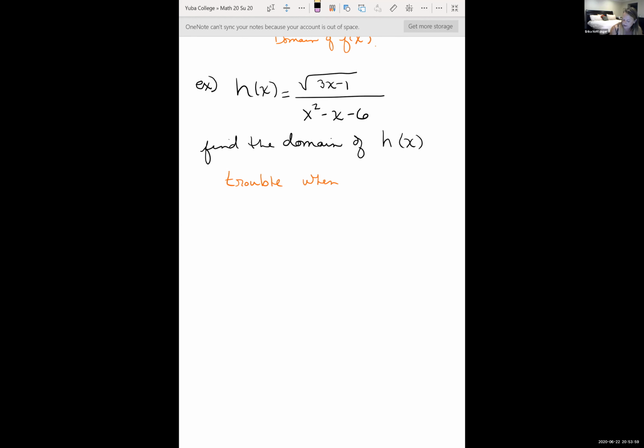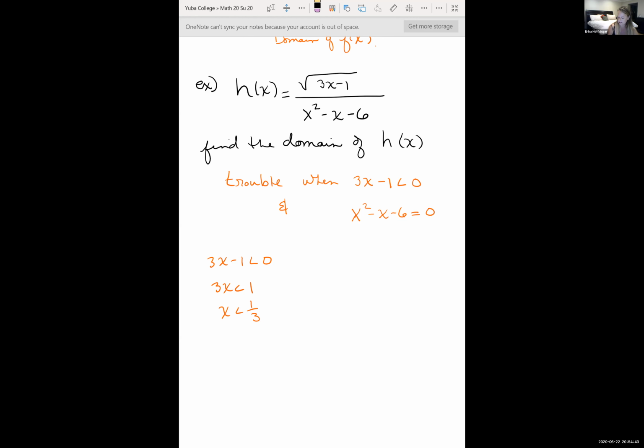When you have 3x minus 1 is less than 0. And when our denominator, x squared minus x minus 6, is equal to 0. So if we solve this, we have 3x minus 1 cannot be less than 0. So solve it. It's a linear inequality. So if we add 1 to both sides, we get 3x is less than 1. Divide both sides by 3. X is less than 1/3.